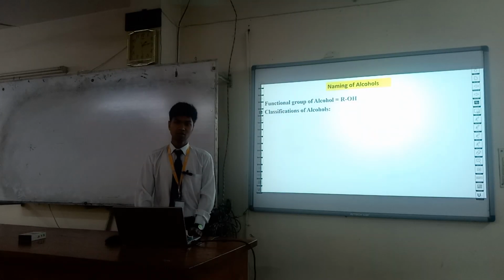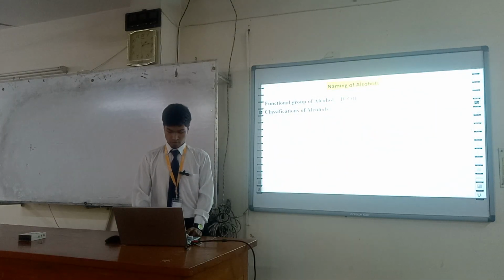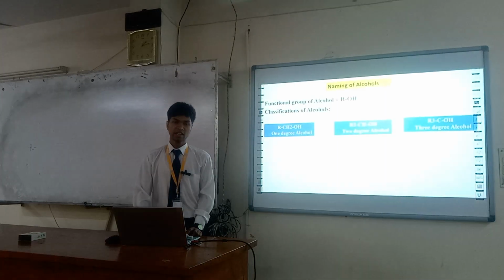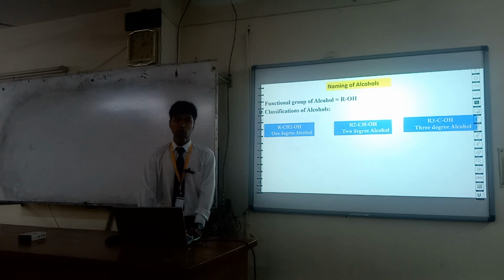We can classify alcohol as 1 degree alcohol, 2 degree alcohol, and 3 degree alcohol. A primary alcohol is a compound in which the hydroxyl group is attached to a saturated carbon, which has one carbon atom attached to it.